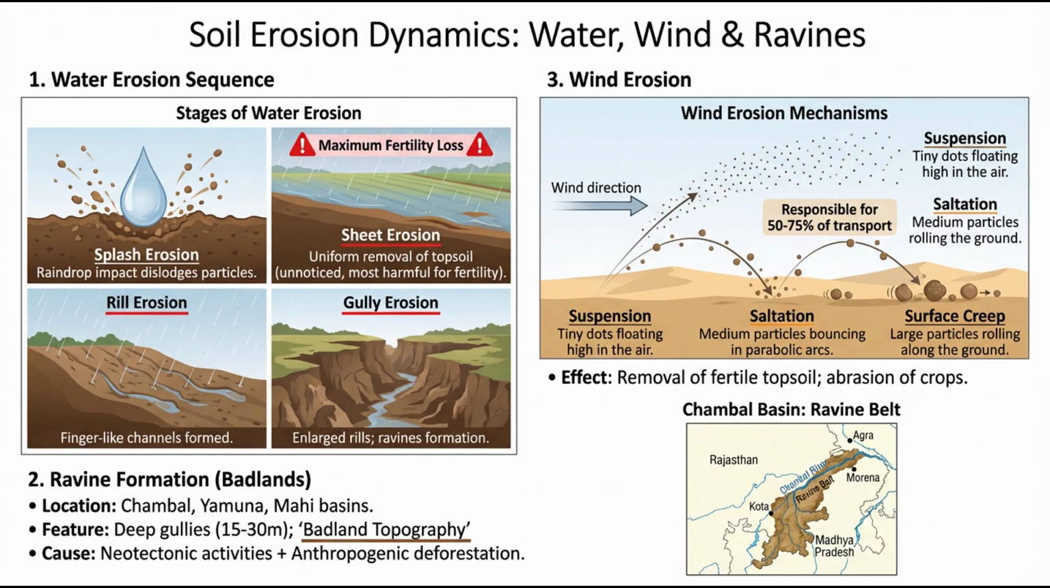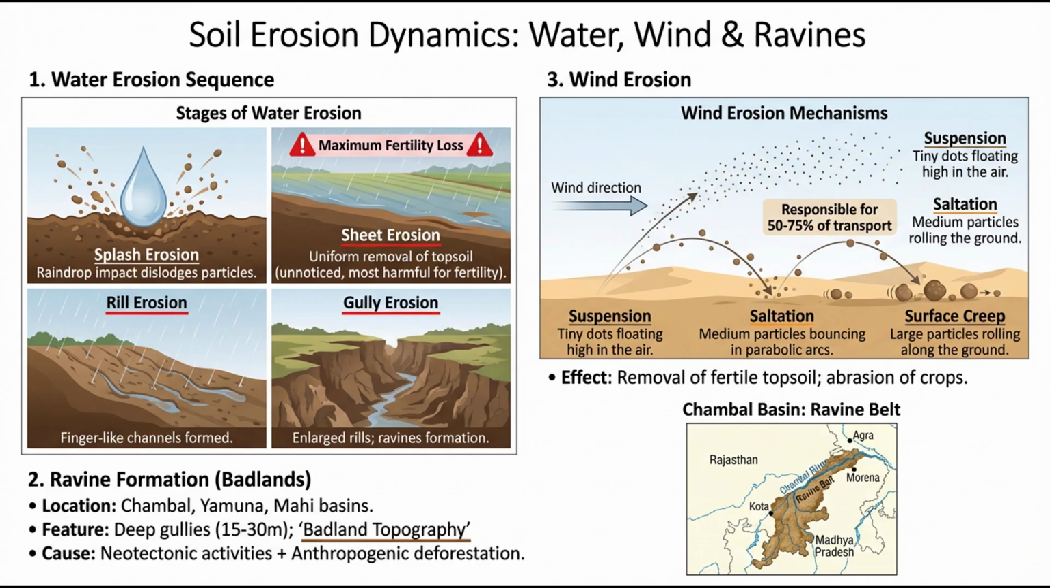Over time, these rills deepen and widen to form gullies. When gully erosion becomes extreme, it leads to the formation of ravines or badland topography as seen in the Chambal Basin map. Here, the land is so cut up by deep gullies, some 15 to 30 meters deep, that it becomes impossible to farm or inhabit. This is a result of both natural neotectonic activities and anthropogenic deforestation. The soil here has lost all structural integrity.